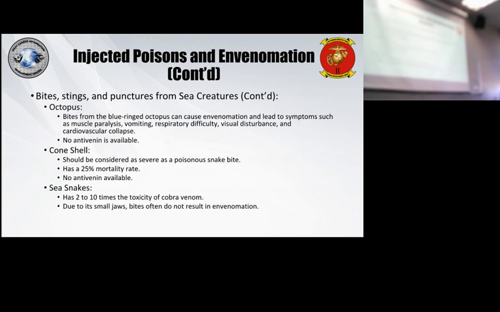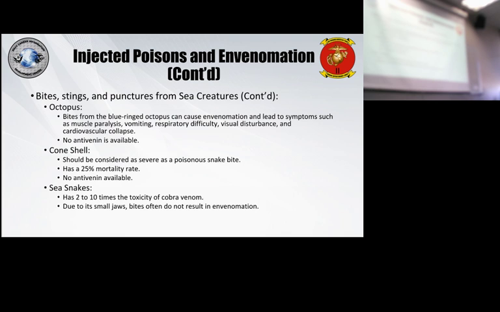The octopus: bites from the blue-ringed octopus can cause envenomation and lead to symptoms of muscle paralysis, vomiting, respiratory difficulty, cardiovascular collapse. There's no antivenom for that. Has anybody seen that one? I watch a lot of nature shows and stuff. It's a really pretty octopus. Usually the pretty animals are the ones that are poisonous.